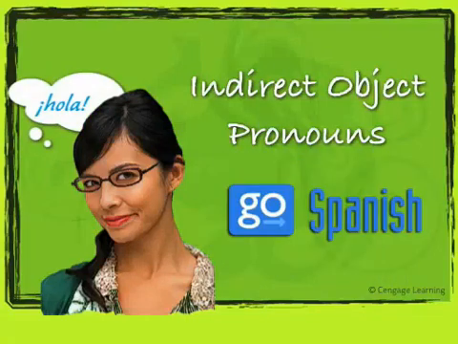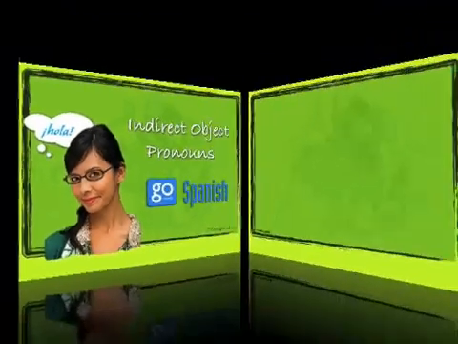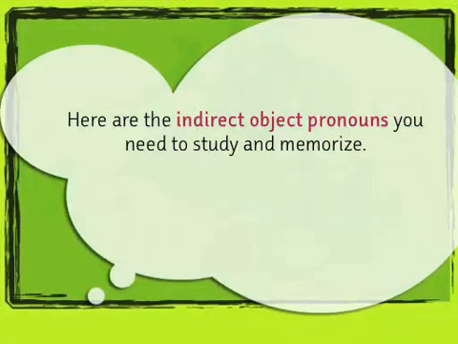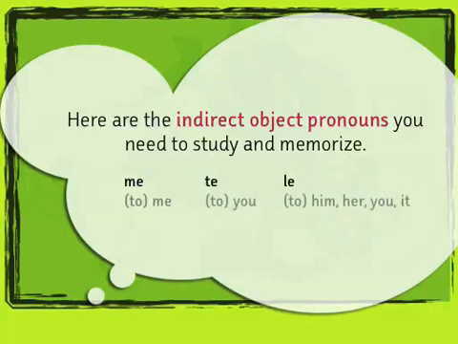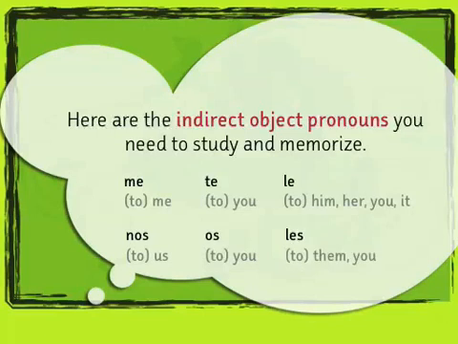Indirect object pronouns. Here are the indirect object pronouns you need to study and memorize. Me, to me. Te, to you. Le, to him, her, you, it. Nos, to us. Os, to you. Les, to them, you.